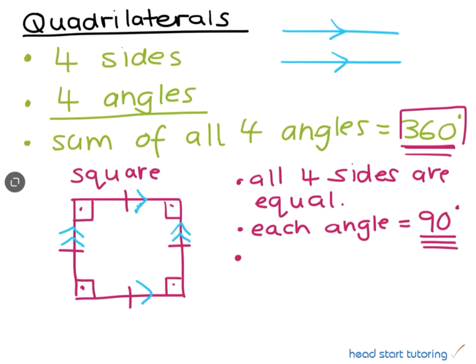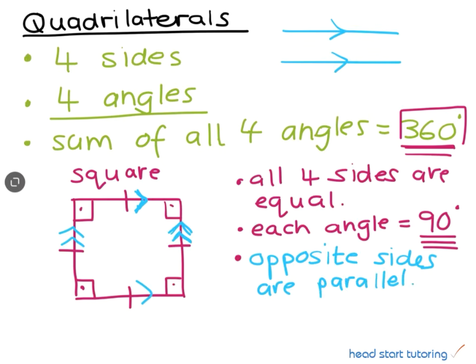So because this side here is not parallel to this side, we indicate that by putting 2 arrows on the sides that are parallel to each other. Right, so we can say that opposite sides are parallel. So that's another property of our square. Right, so we've mentioned our angles, so that's all fine.